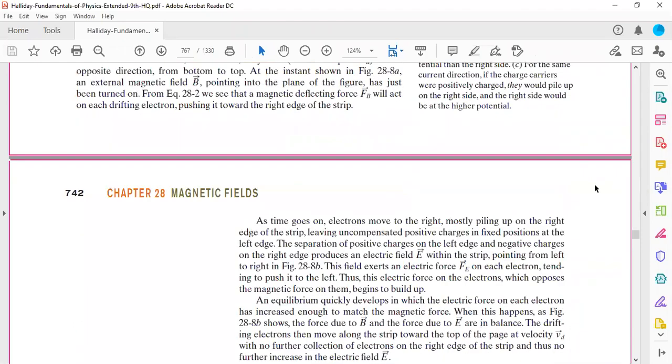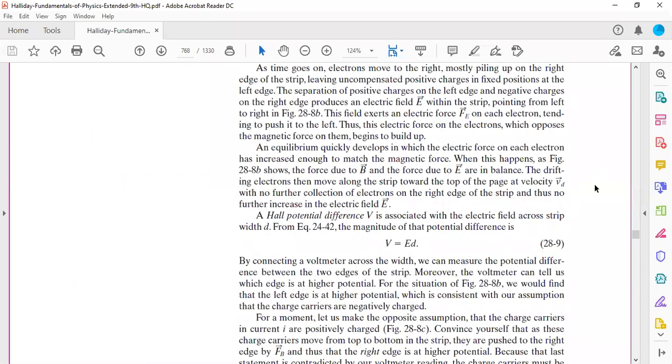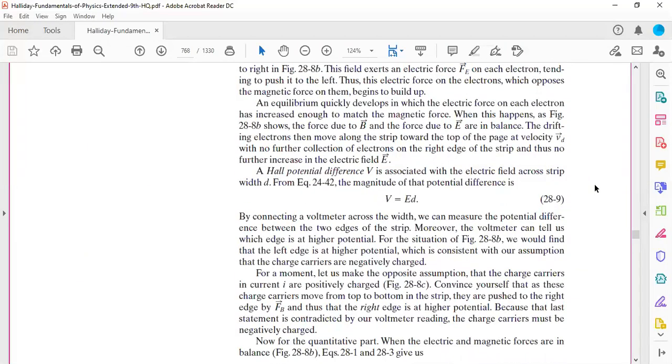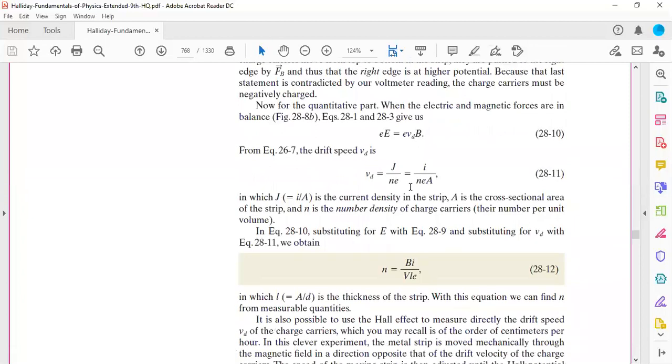So here is your little work to do. You have to find the difference between velocity and drift velocity of the charged particle. So this happens when both fields are equalized, electric field and magnetic field. And from this equation, there's another equation to solve.